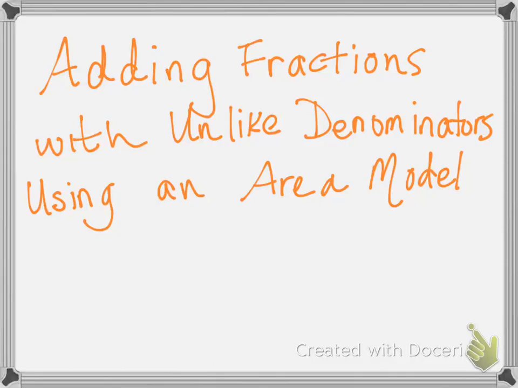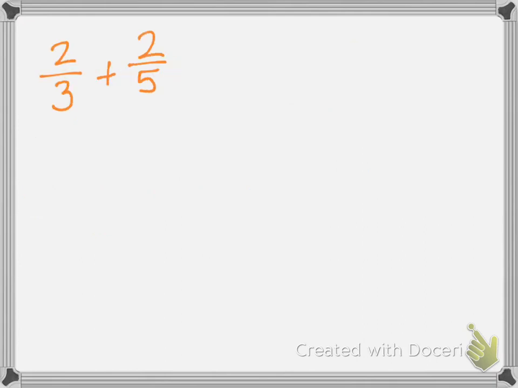This is a tutorial for adding fractions with unlike denominators using an area model. So let's take a look at these two fractions, 2/3 plus 2/5. Their denominators are different, and you can't add fractions with different denominators just by adding across. So today I'm going to show you how to add these using an area model.